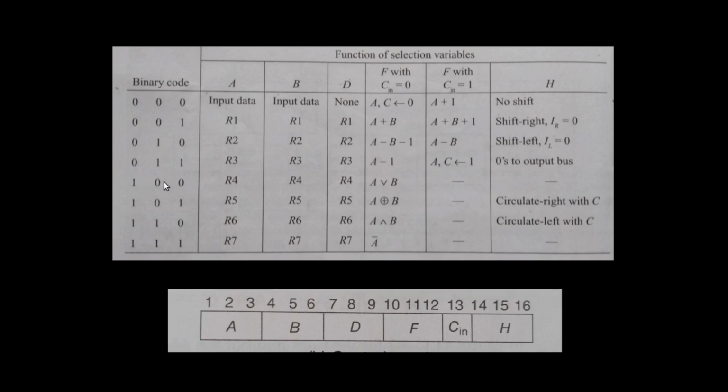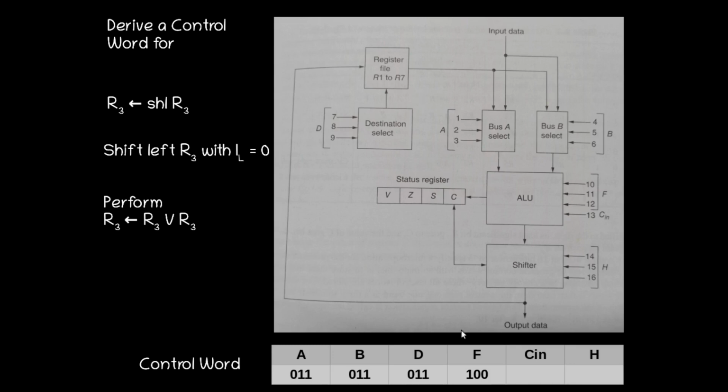The corresponding code for the logic OR operation is 100. We have to give 100 to F. And this carry in has no significance here. That is actually a don't care. So we have given 100 to F, and for carry in we simply put 0. We can give any value there, since it has no significance in the case of a logic operation.